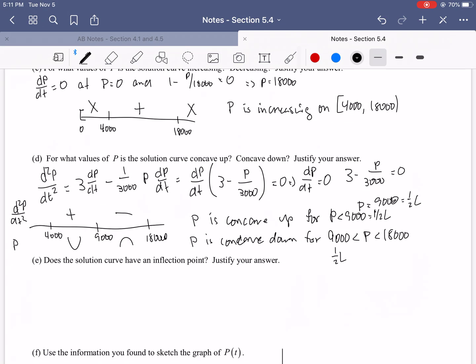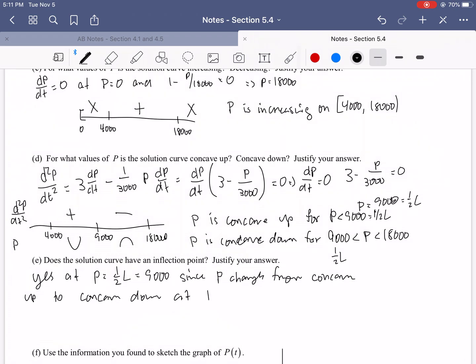So letter E, does the solution curve have a point of inflection? The answer here will be yes, at P is equal to 1/2 of L, which in this particular problem is equal to 9,000. And the justification is since P changes from concave up to concave down at P is equal to 9,000, which again is equal to 1/2 L.